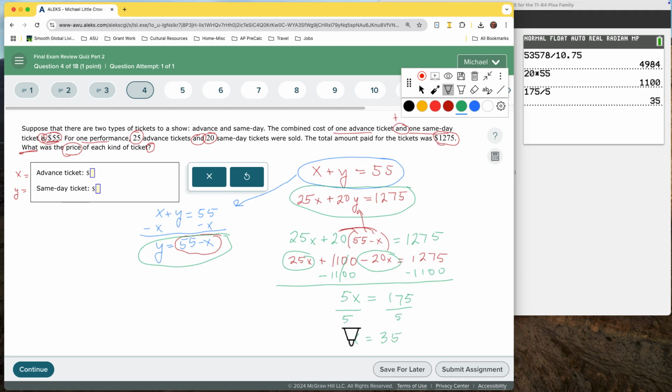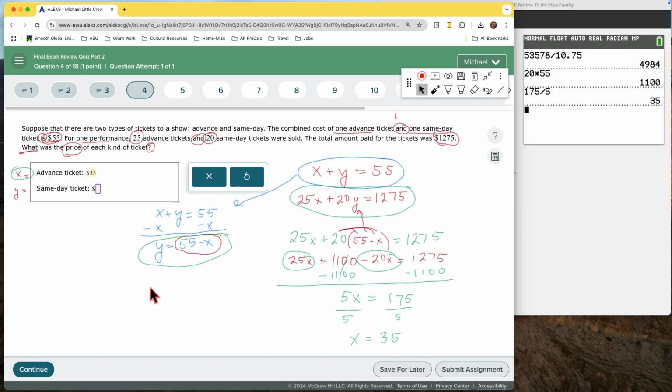Advanced tickets, again, that's what X is, and that's why I got that over here. Before I even go to solve my Y, I want to enter that in so that at the end I don't get these backwards, because if I get them backwards, I'll get marked as wrong, right? And it is wrong. Wait, that's not 35 tickets. The cost of the advanced ticket sales is 35. That's going to be weird. Same day tickets are going to be less or more. Let's go ahead and do the math.